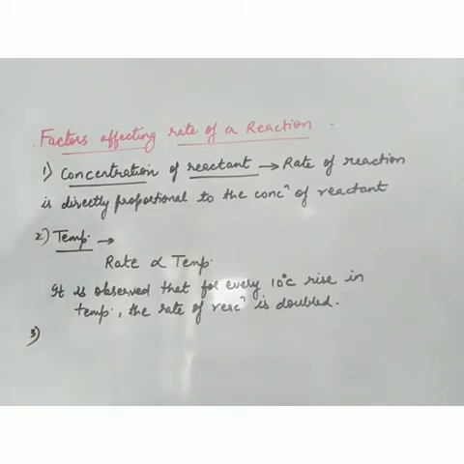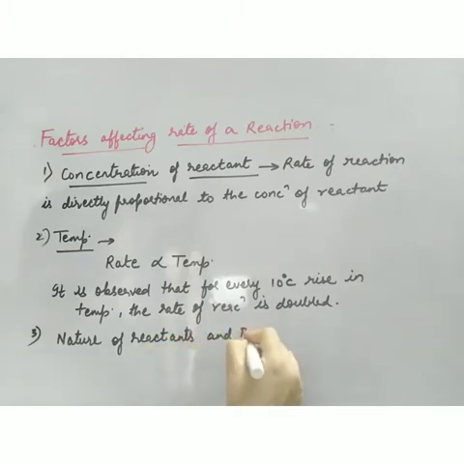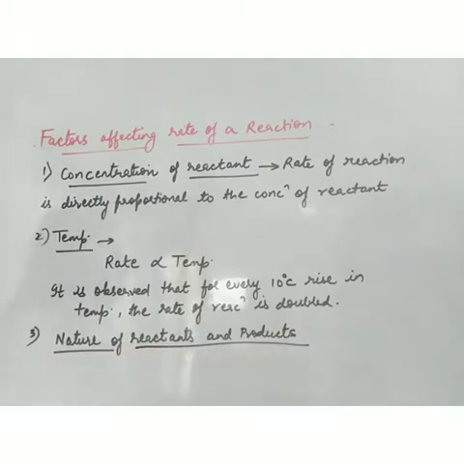The third factor which affects the rate of reaction is nature of reactants and products. Now, what is a chemical reaction? A chemical reaction involves breaking of old bonds and formation of new bonds. It means the rate will depend on how the bonds are broken or how the new bonds are formed.